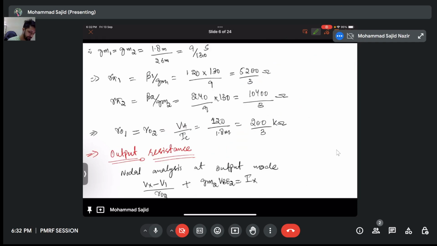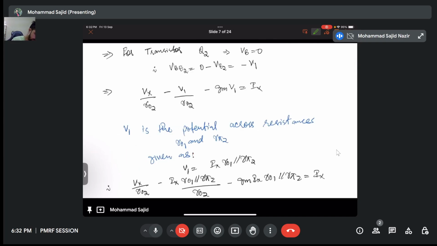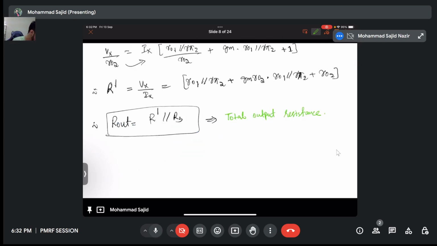Okay, let me just give the values. Rout comes out to be 6.04 mega. Please check if you are getting the same answer.